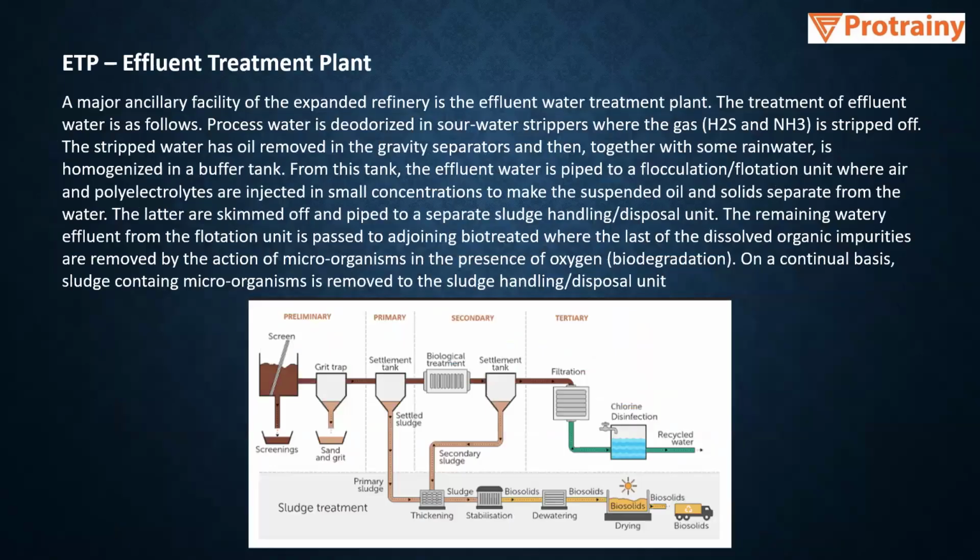Then the effluent treatment plant, which is also an ancillary facility. Whatever wastewater is produced from all these processes may contain oil components and some other chemicals. In the effluent treatment plant, we remove all these impurities from the water and make the water suitable for reuse within the refinery.